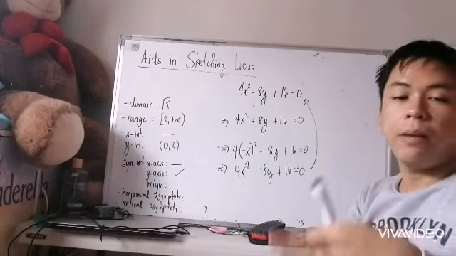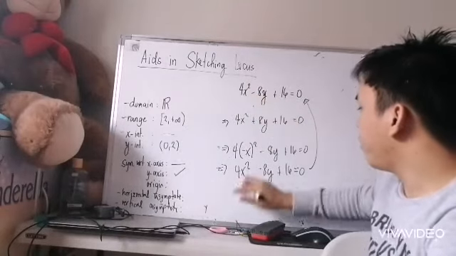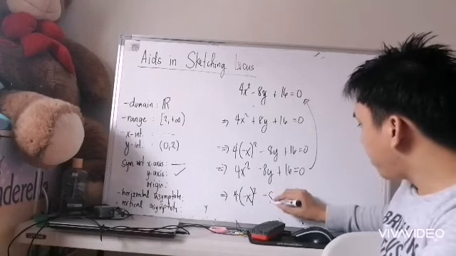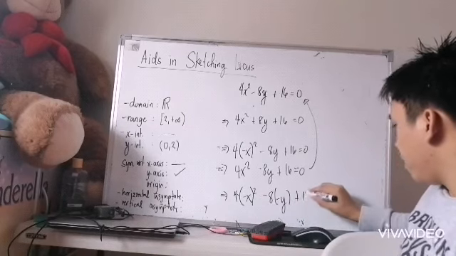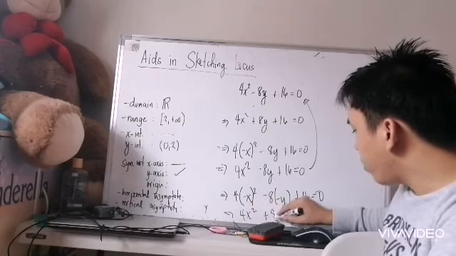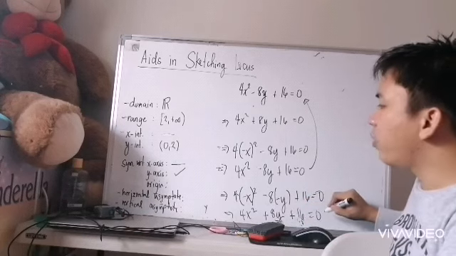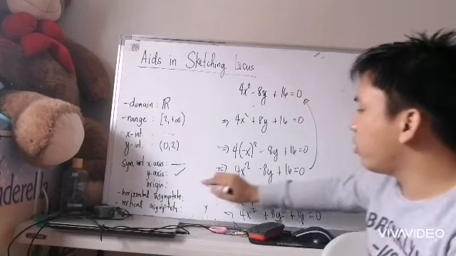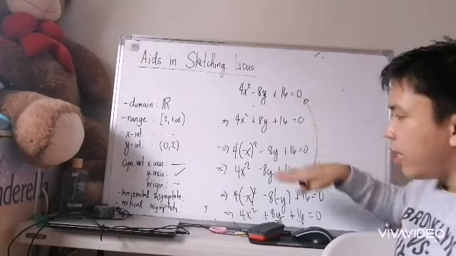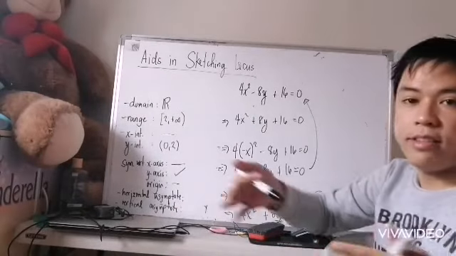Now let's check if it's symmetric with respect to origin. So let's simultaneously replace x by negative x and y by negative y. If I replace this, you'll get 4 times negative x squared minus 8 times negative y plus 16 equals 0. You'll finally get 4x squared plus 8y plus 16 equals 0, which is not the same as the original one. Hence, this is not symmetric with respect to the origin. So the only axis at which this equation is symmetric is the y-axis only. That's it.